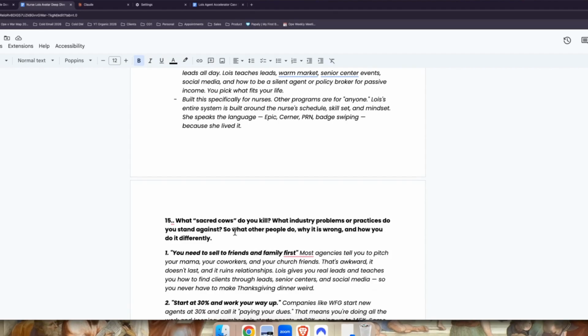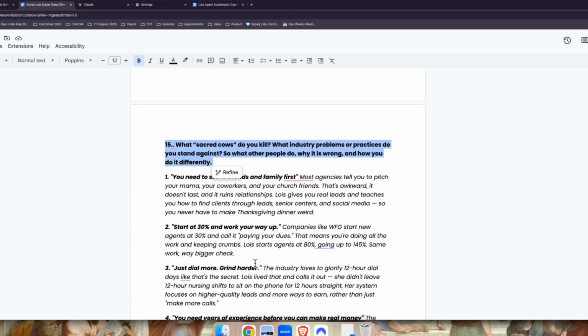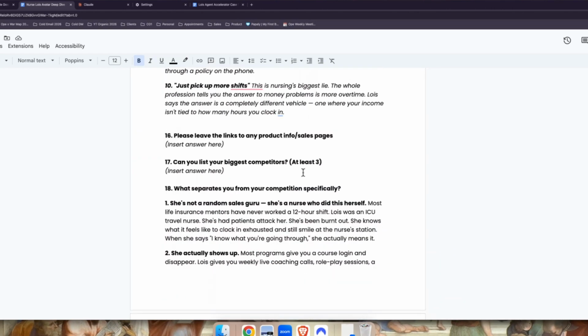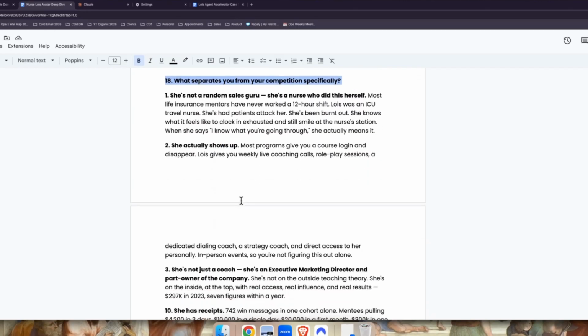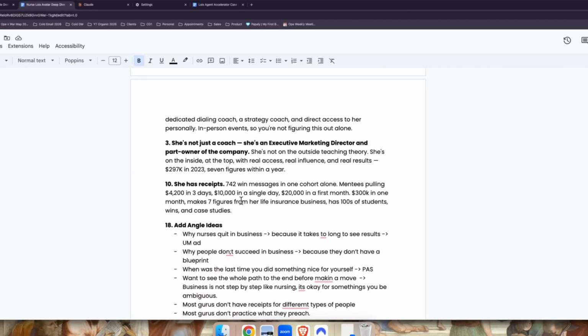For your counterintuitive ad, you can see here we have what industry problems or practices do you stand against. You can also use this for your unique mechanism ad. There's also what separates you from your competition. This can also be used as your unique mechanism ad. So you can get ad ideas from what you already have here, right?